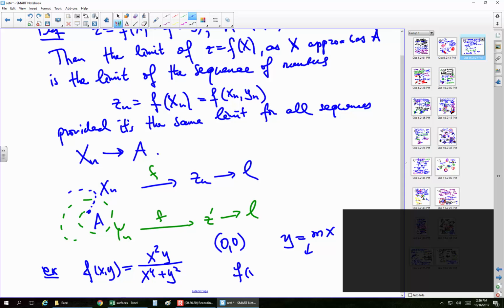We have f of x, mx is mx cubed over x to the fourth plus m squared x squared. Okay, so what do I get?